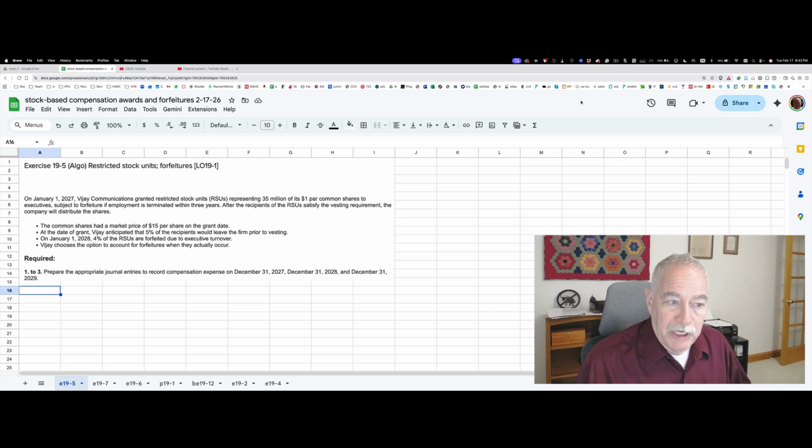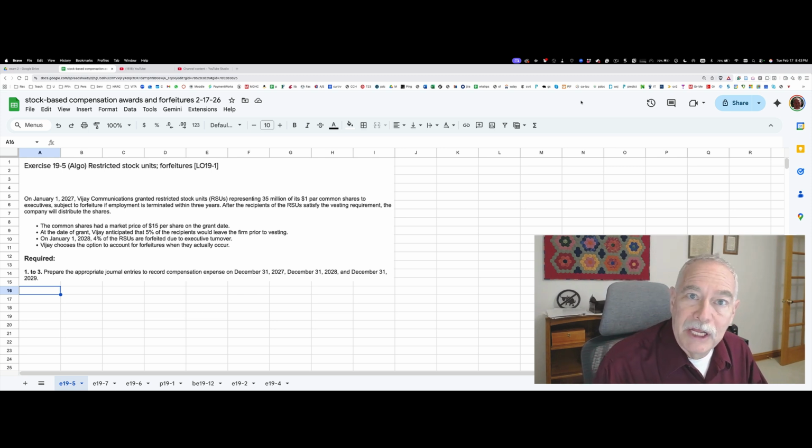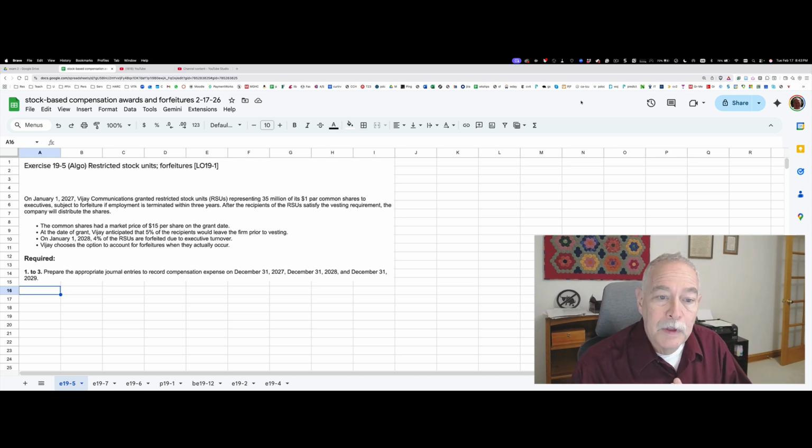On January 1, 2027, VJ Communications granted restricted stock units, what they call RSUs, representing 35 million of its $1 par common stock to executives, subject to forfeiture if employment is terminated within 3 years. After the recipients of the RSUs satisfy the vesting requirement, the company will distribute the shares. Note, the common shares had a market price of $15 per share on the grant date.